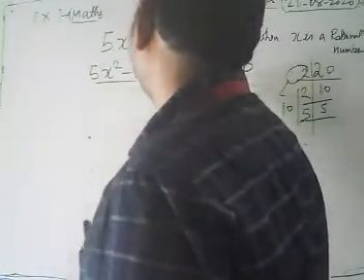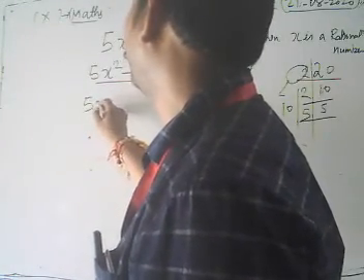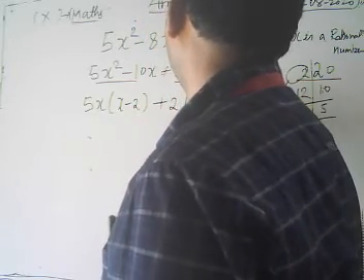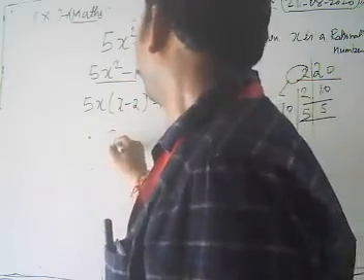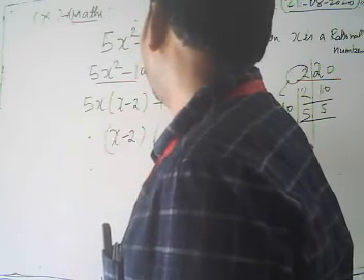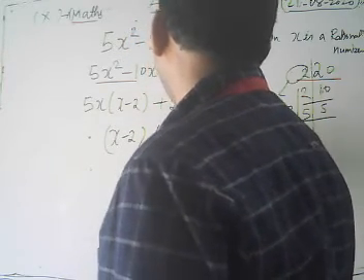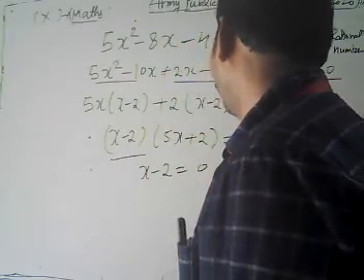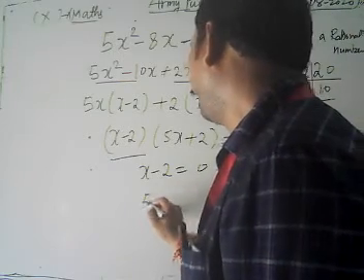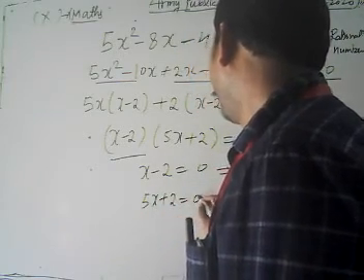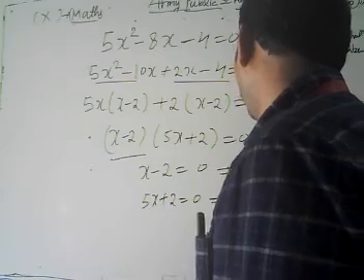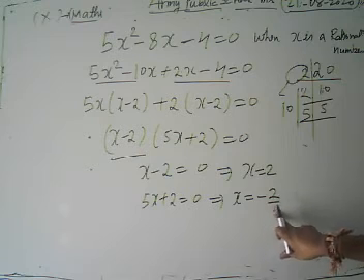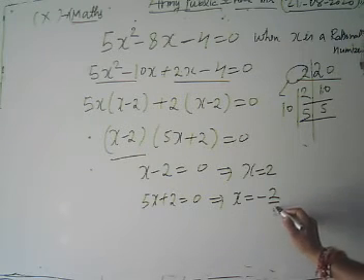How? We are going to make pairs. From the first pair we take out common 5x, then we have x minus 2. We take plus 2, then we have x minus 2, equal to 0. Then x minus 2, and the second pair is 5x plus 2 equal to 0. When x minus 2 is 0, we get x equal to 2. When our 5x plus 2 equal to 0, we get x equal to minus 2 by 5.